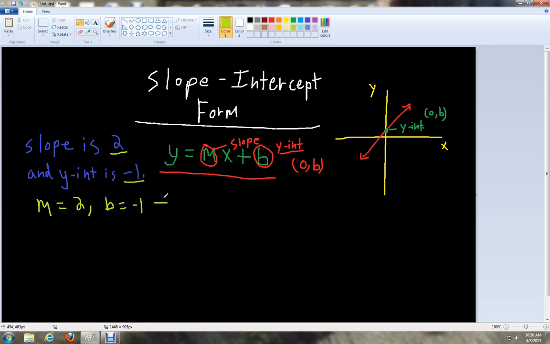So all we need to do is put these values into the formula, and we'll have y equals, m is 2, 2x plus, b is -1. Now 2x plus -1 is the same thing as y equals 2x, and plus a -1 is like minus 1. So y equals 2x minus 1. That would be our equation for the line: slope of 2, y-intercept is -1.